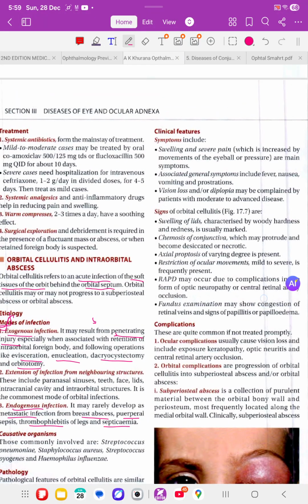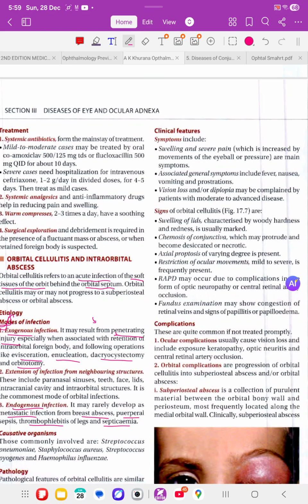Clinical features: swelling and severe pain are the main symptoms. Associated systemic symptoms like fever, nausea, vomiting, and prostration may occur. Vision loss with diplopia can be complained of by the patient with moderate to advanced disease.